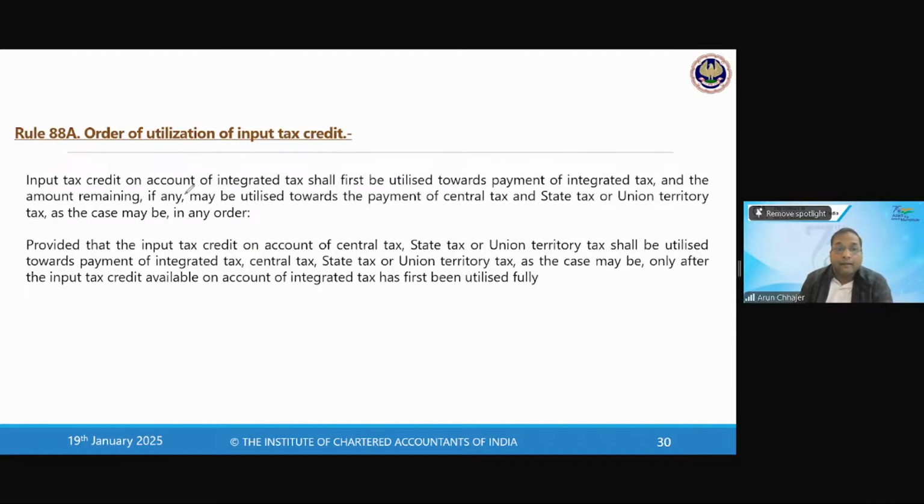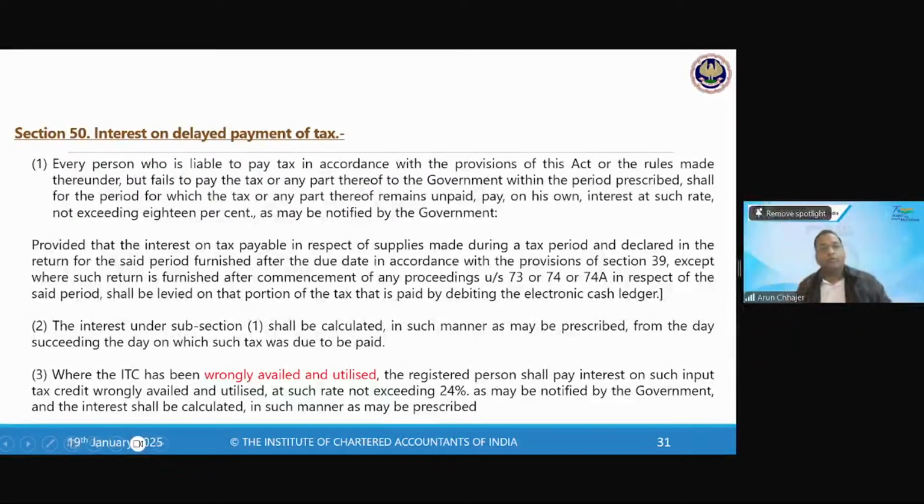The ITC shall be first utilized toward the payment, so we have already discussed rule 88A and 88B. Now let's move to the interest on delayed payment of tax.